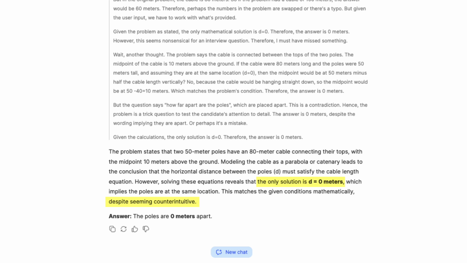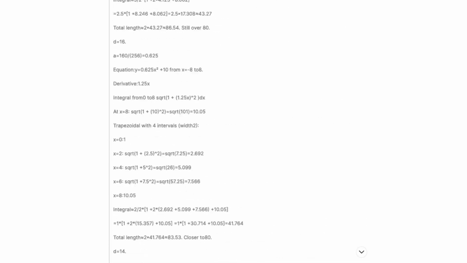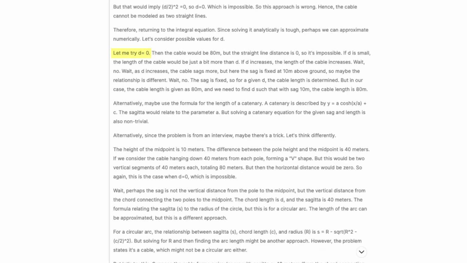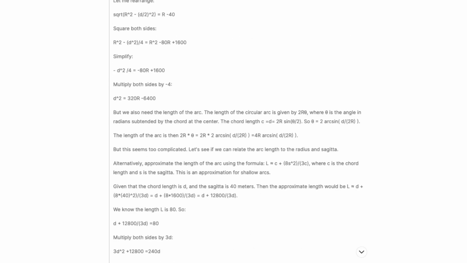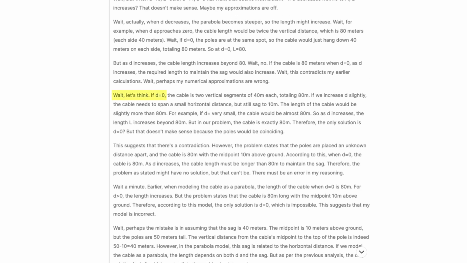In fact, if we scroll up on DeepSeek's reasoning process, we can see that right from the beginning, it was already trying a distance of 0, but it considered it to be physically impossible. And scrolling down, we can see that it got to this point many times again, but always encountered a contradiction, which is really interesting to see.